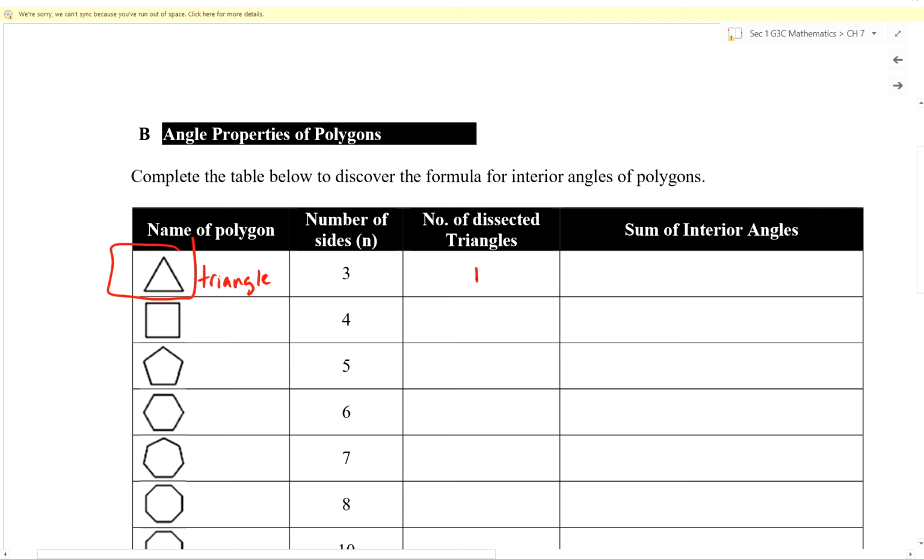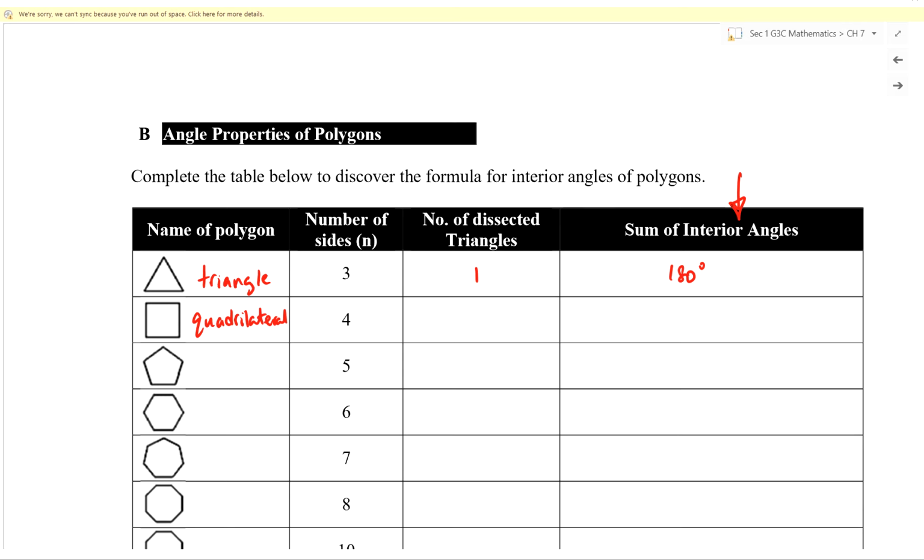Sum of the interior angles. Do you know what's the sum of interior angles for a triangle? Yes, 180 degrees. Simple? Okay, now, our goal over here, we have a quadrilateral. Our goal over here actually is to find the sum of the interior angles based on your primary school knowledge.